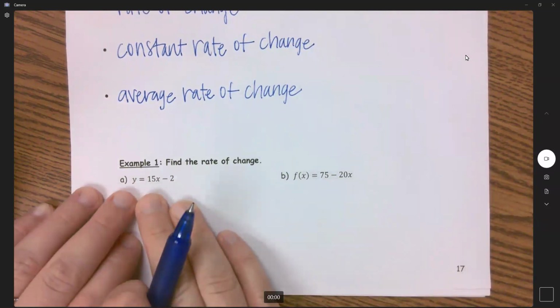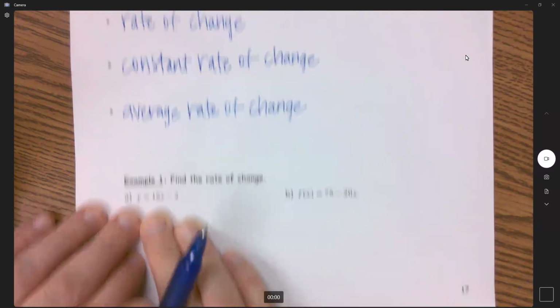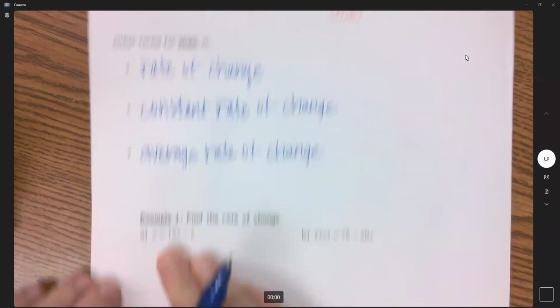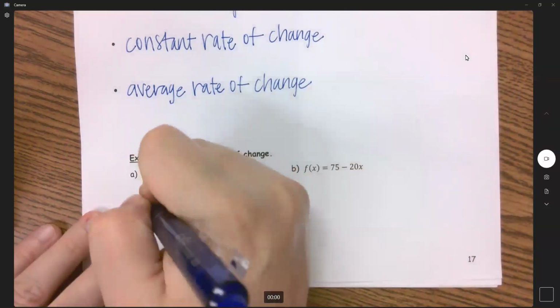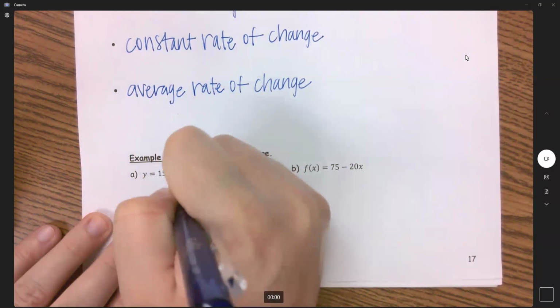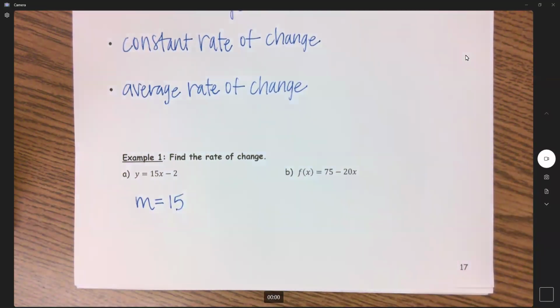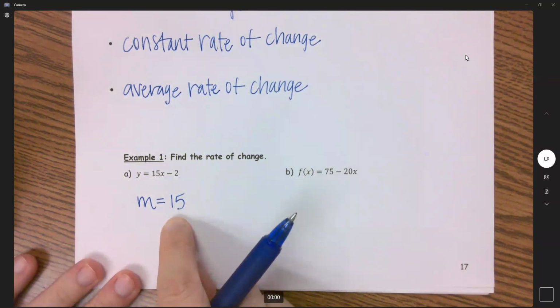Now this one is a linear equation right here. In a linear equation, the slope is this m portion. So here my slope, my m, is simply 15. Notice it is not 15x. It is the number in front of the x. So it is just 15.